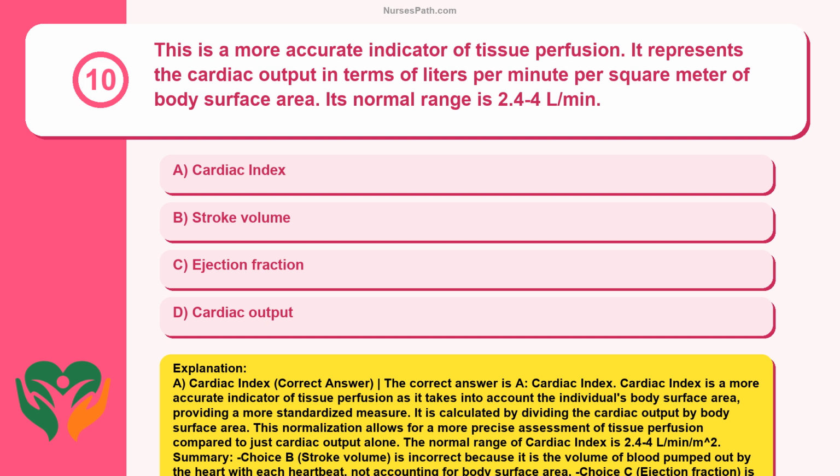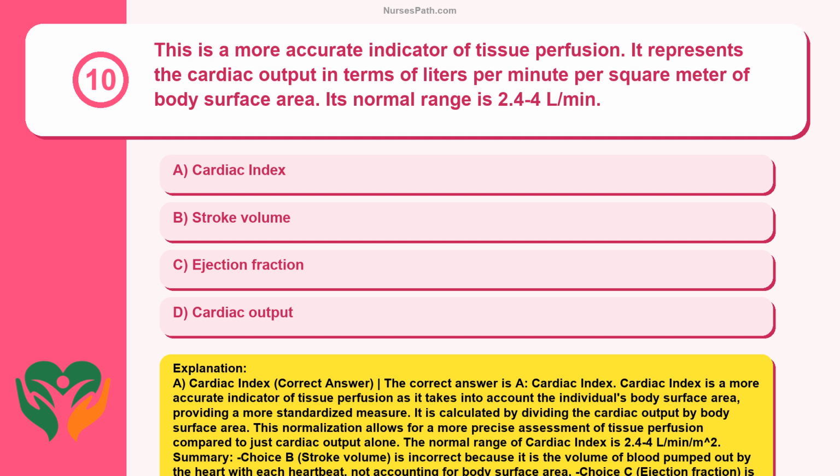Cardiac index. Cardiac index is a more accurate indicator of tissue perfusion as it takes into account the individual's body surface area, providing a more standardized measure. It is calculated by dividing the cardiac output by body surface area. This normalization allows for a more precise assessment of tissue perfusion compared to just cardiac output alone. The normal range of cardiac index is 2.4 to 4 L/min/m².